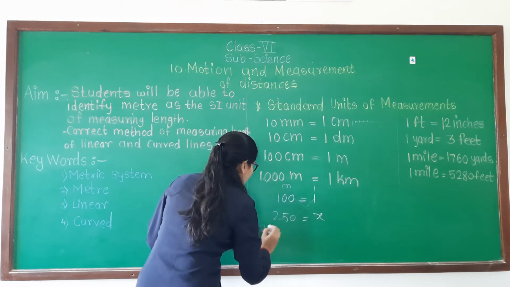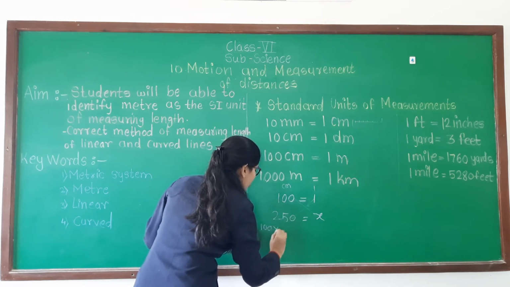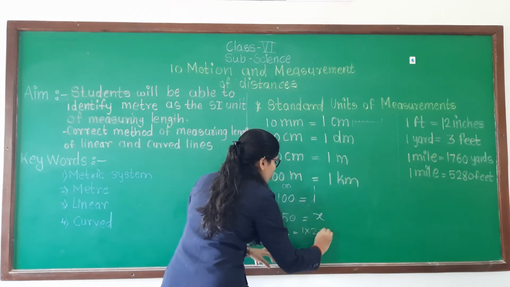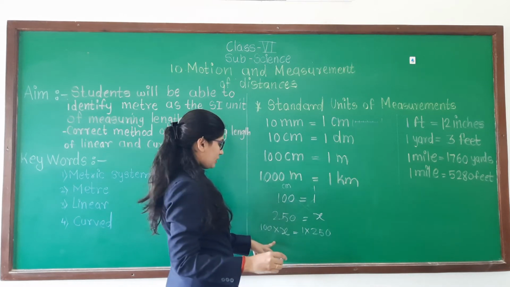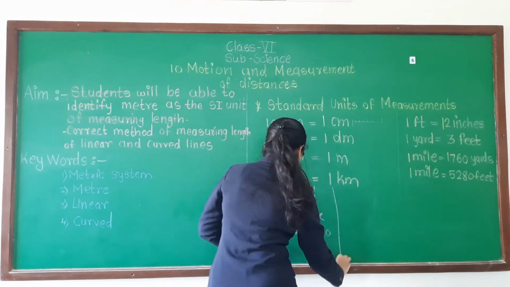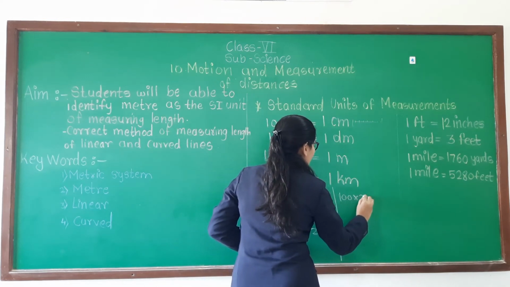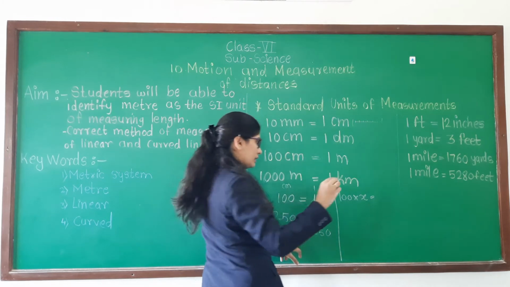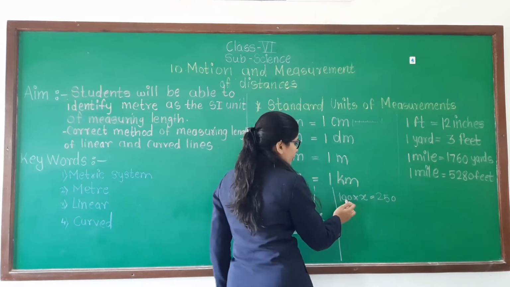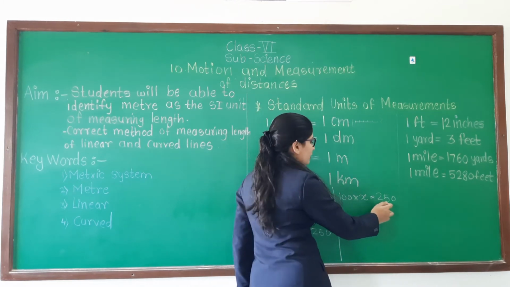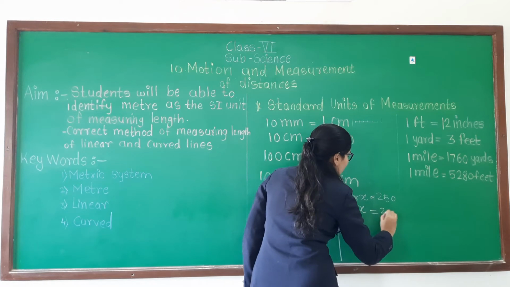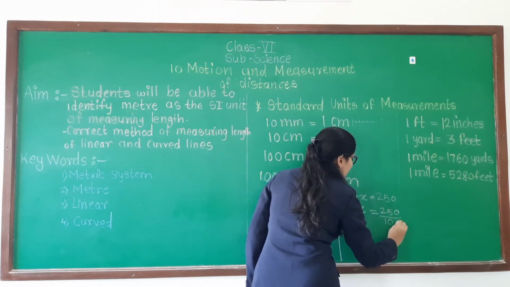So see, 100 into x is equal to 1 into 250. Then 100 into x, I will put like this, that is 100 into x. Then 250 into 1, that is 250 only. Here the multiplication is there. When the 100 goes to the other side, that multiplication changes to division. So x is equal to 250 upon 100.